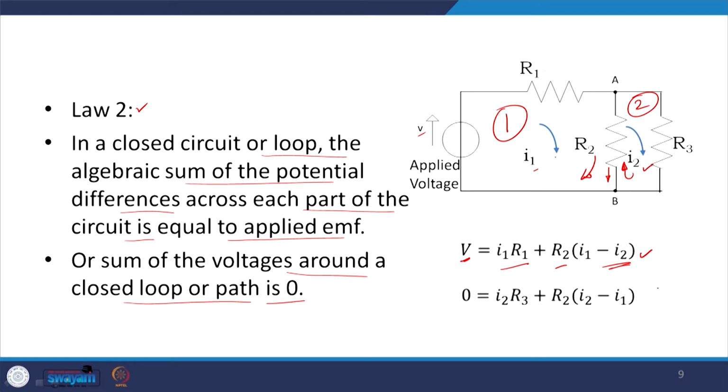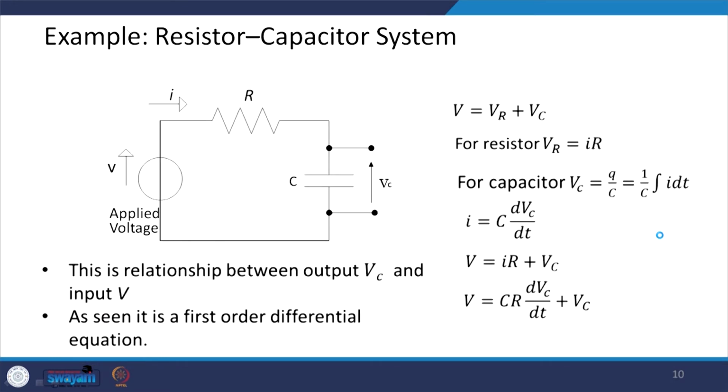Likewise, I can apply it for the second loop. For the second loop there is no source over here, so the left hand side is 0, and the drop across R3 is I2 R3. Then the drop across R2 in this direction is I2 minus I1 times R2. This way I can write the Kirchhoff's voltage law for the two loops. These are actually the building blocks for us if we want to model an electrical system.